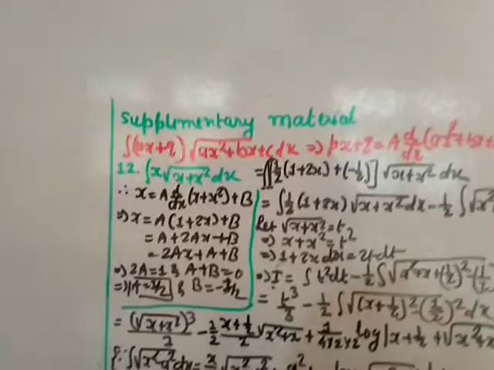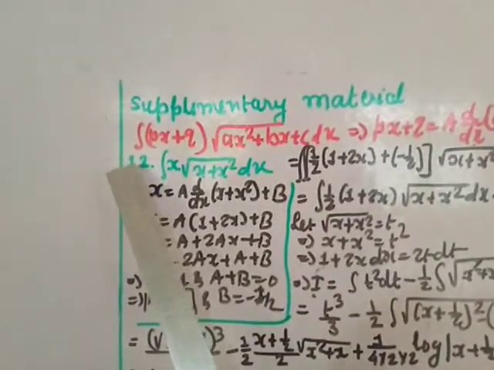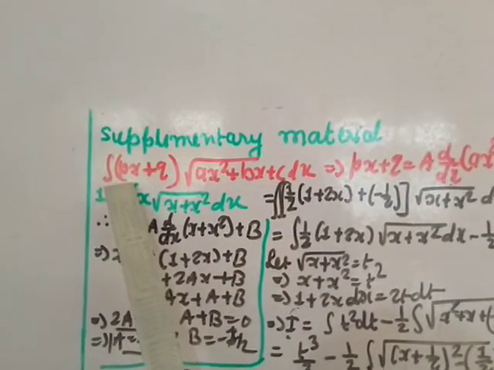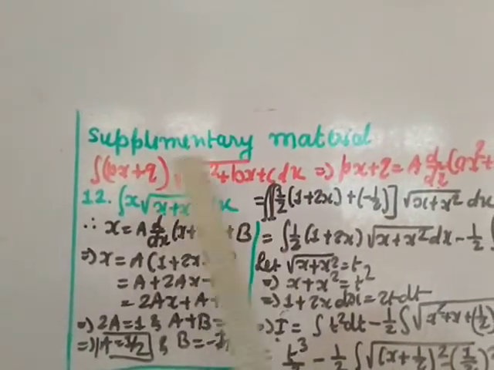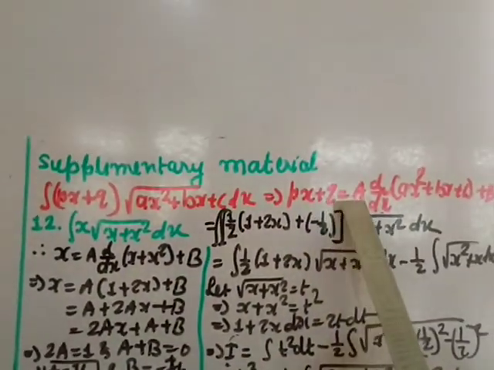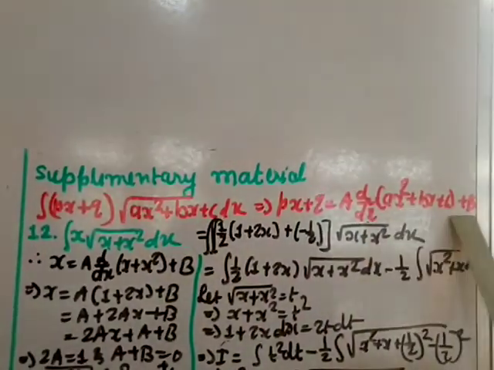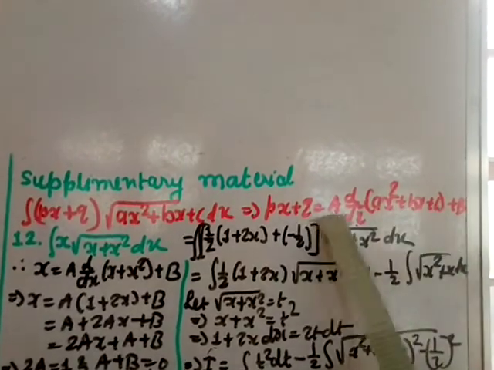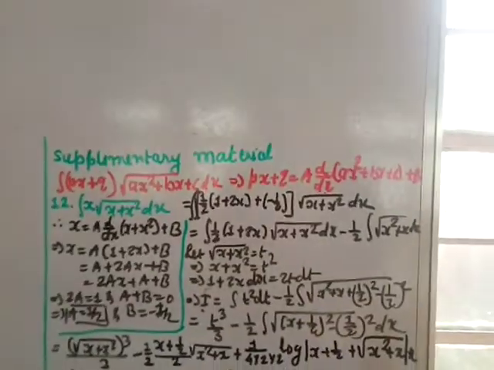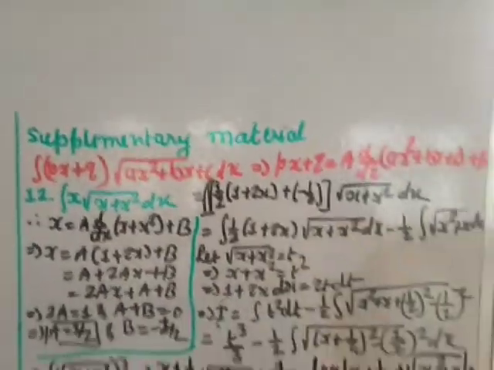From supplementary material, we have got one formula. This will come under exercise 7.7. The formula is integral (px plus q) square root of (ax square plus bx plus c) dx. Here px plus q is a linear polynomial, and this is a quadratic polynomial under the square root. If this kind of integral is there, we write px plus q is equal to A d by dx of the quadratic polynomial plus B, and we solve for A and B, place these values here and integrate. Okay, so let us do this. It is in the supplementary material and it will be added to exercise 7.7. In 7.7 there are 11 questions.